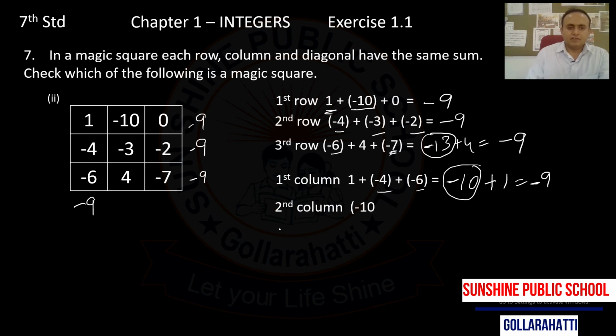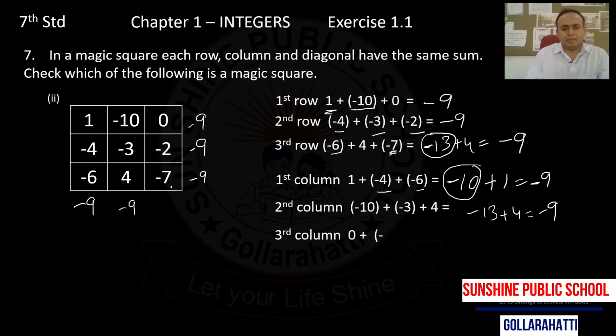Second column, if you add minus 10 minus 3 gives minus 13. Minus 13 plus 4 gives minus 9. So you got minus 9. Next is the third column. You should add minus 2 and minus 7. When you add minus 2 and minus 7, you will get the answer as minus 9. That is minus 9.